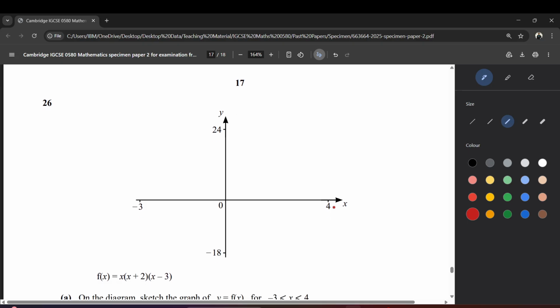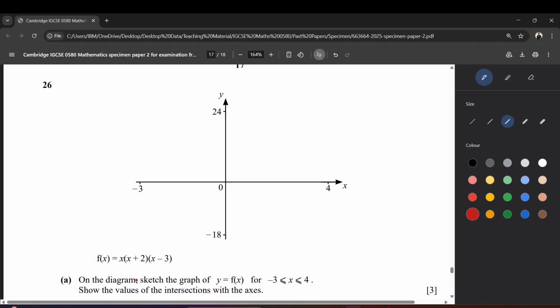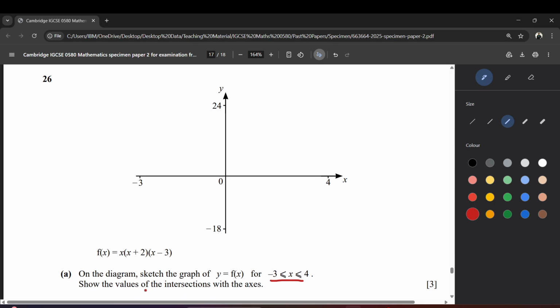Okay, question number 26. f(x) equals x times (x plus 2) times (x minus 3). On the diagram is sketched the graph of y equals f(x) for the domain that x is between minus 3 and 4. Show the values of the intersections with the axis.